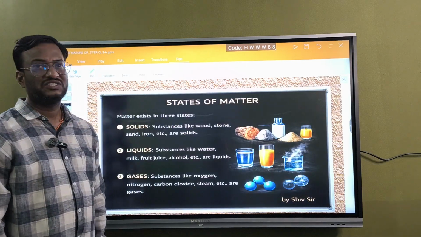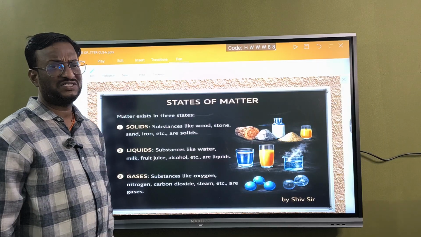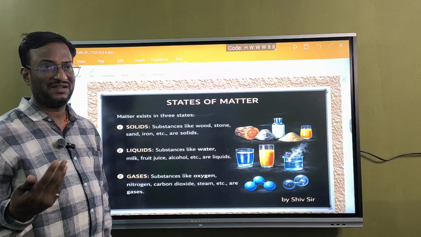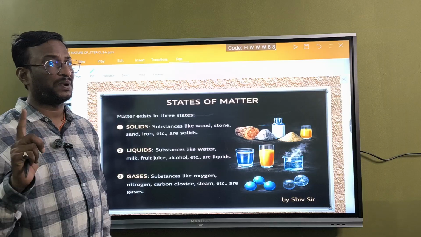Next we go for states of matter. What are the states of matter? Matter exists in 3 states. Actually 4 states. We will discuss the 4th state later. Solid, liquid and gas. The 4th state we call the plasma state.